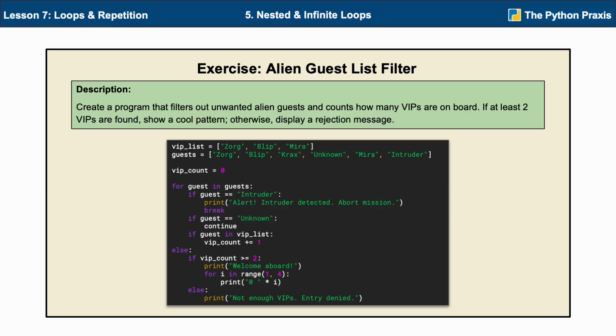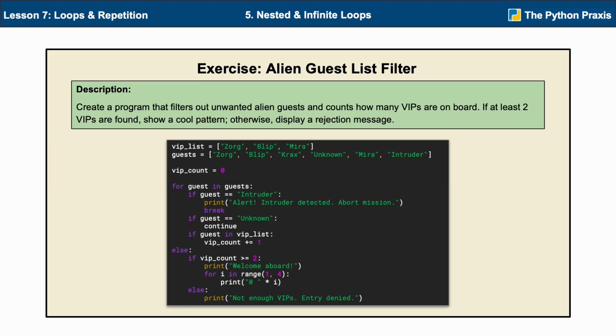The first condition is: if guest is equal to intruder. This is the first security check: if the guest is literally named intruder, that's an immediate red flag. If we find an intruder, we sound the alarm by printing the message "alert, intruder detected, abort mission", and stop everything. The break command ends the entire loop right here.